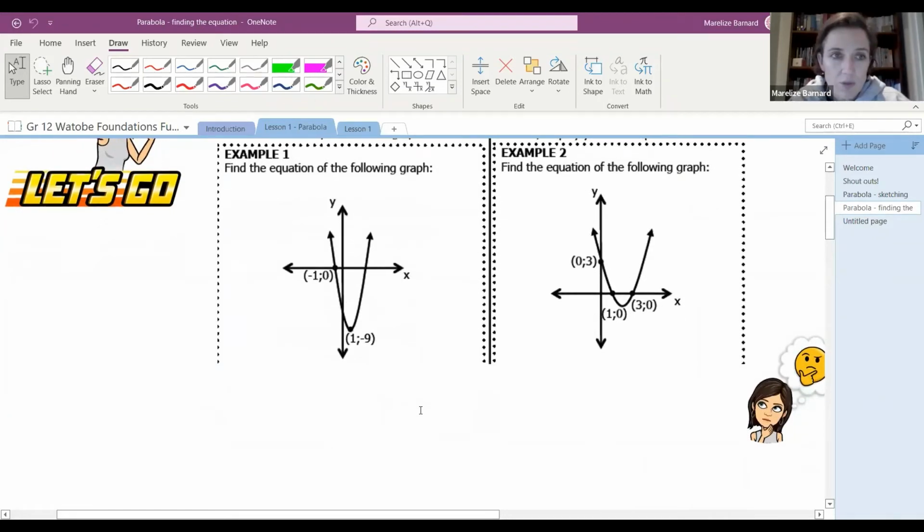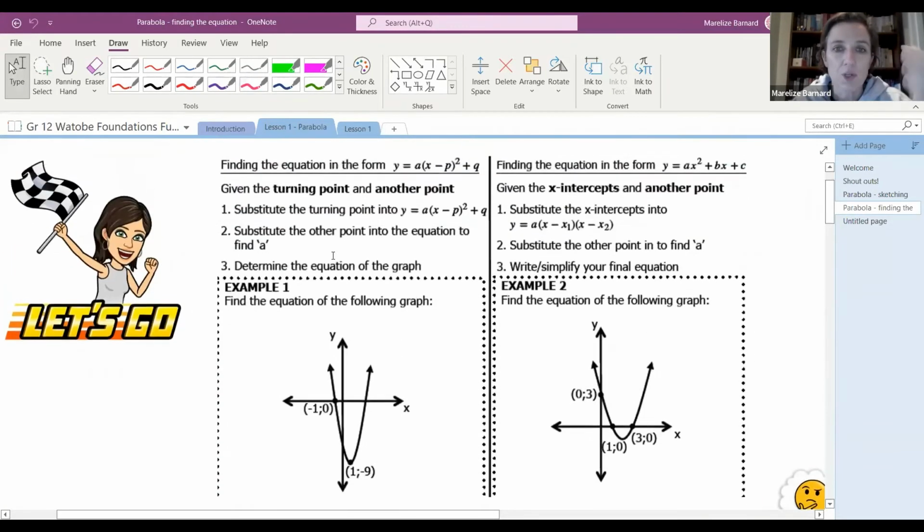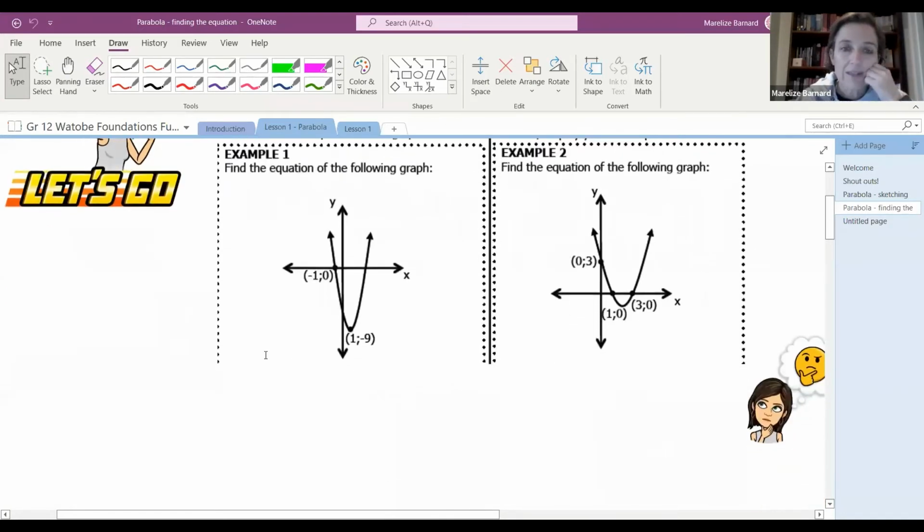When do you use the turning point format? When the turning point is given and one other point. That's when you work with the turning point form of the equation of the parabola. So if I look at this parabola, that's exactly what we've got. We've got the turning point and we've got an x-intercept. So always start by just writing down what it is that you are trying to find. We are trying to find the equation in turning point format. Let's sub in what we have.